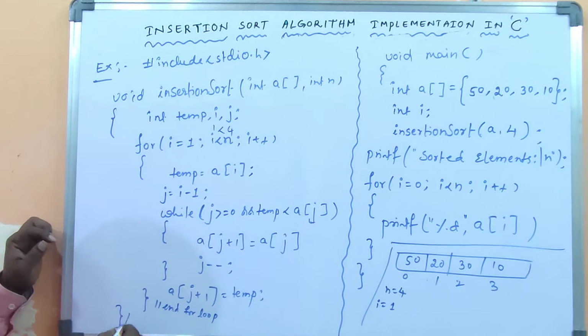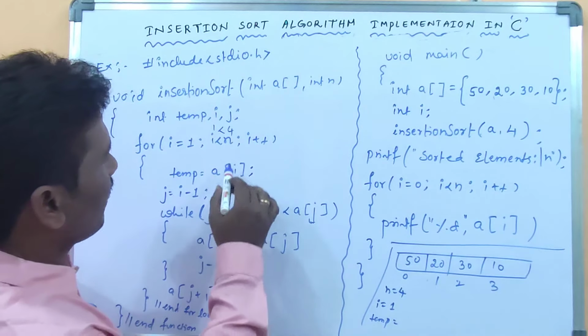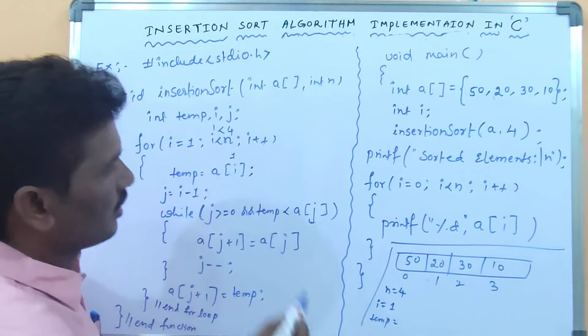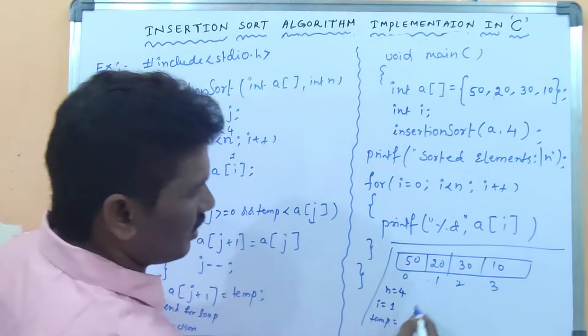Then the control comes to here. I will take the temp variable here: temp = A of i. What is the i value? 1. What is A of 1? 20. This is A of 0, this is A of 1, this is A of 2, this is A of 3. Please don't confuse: A of 1 value should be placed in the temp variable, 20.